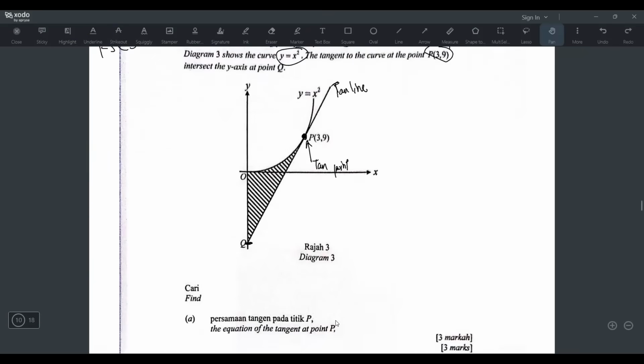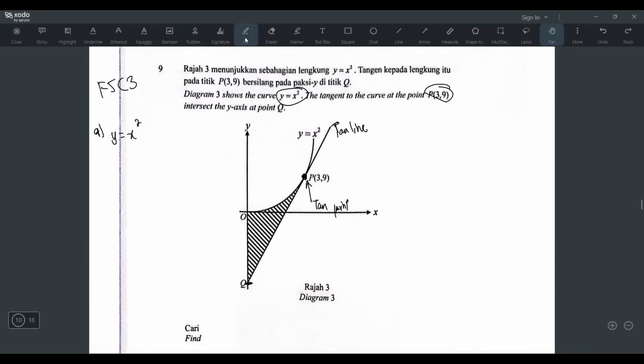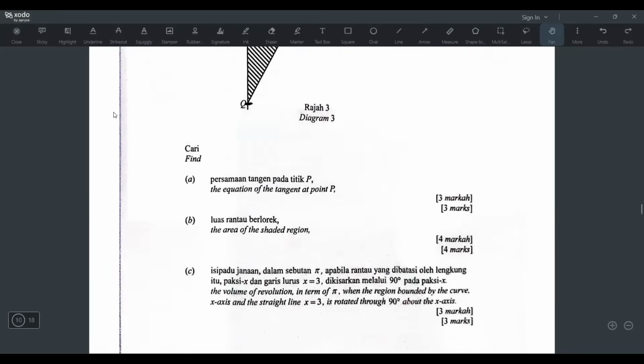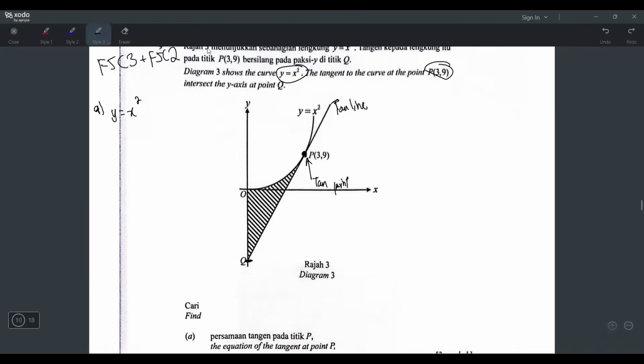Let's see what they want. So A says equation of tangent at point P. Okay, I know how to do. Very easy. To find the equation of tangent of this line at point P, you just need to find the gradient tangent first. And how to find the gradient tangent? You do dy/dx. Just now I said it's from Form 5 chapter 3, but actually it's from Form 5 chapter 3 plus Form 5 chapter 2. It's differentiation and integration mixed together. So I will differentiate, dy/dx.